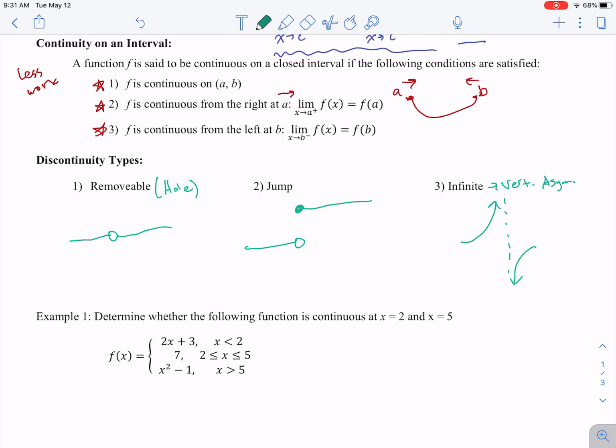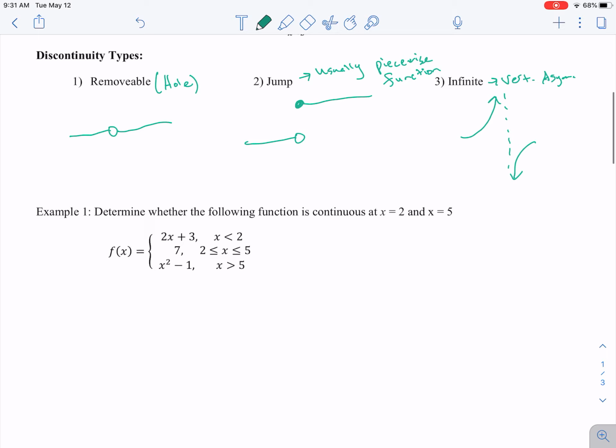All right, jump is usually going to be piecewise functions. Not all piecewise functions, but if they're not continuous and it's a piecewise function, it's a good chance it's a jump. And then infinite is when you have a vertical asymptote. Okay, and we'll kind of get into that as we get through these examples.